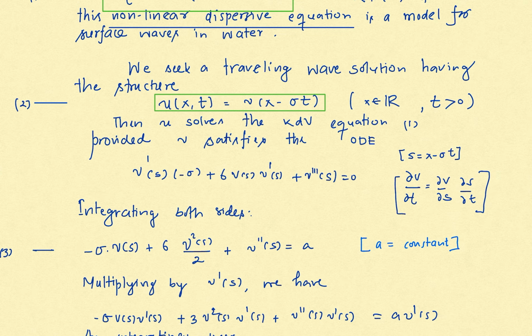So if we integrate on both sides, then we get negative sigma v of s plus 6 times this quantity. If we integrate, we can write this as v squared of s over 2 plus v double prime. Once we integrate, the derivative order decreases by 1. That means v triple prime becomes v double prime, equals the integration constant a.